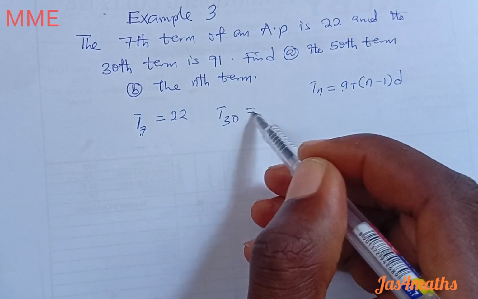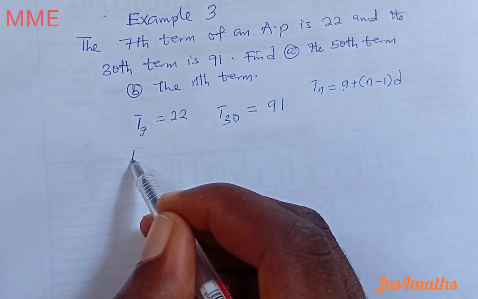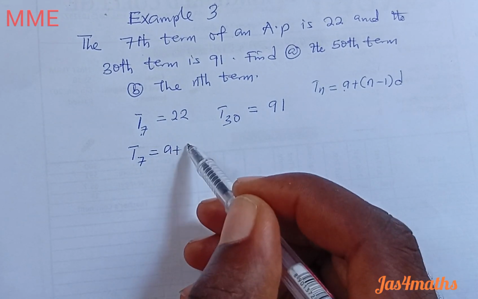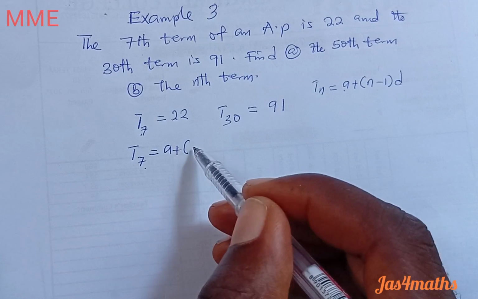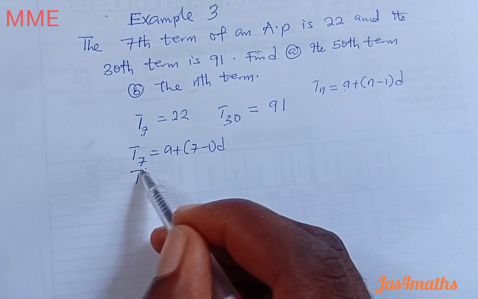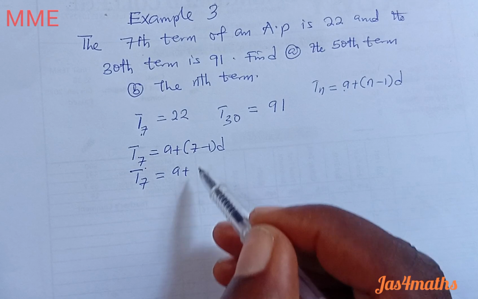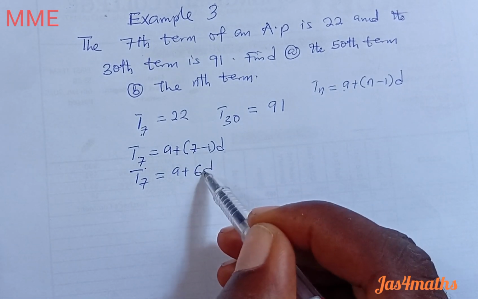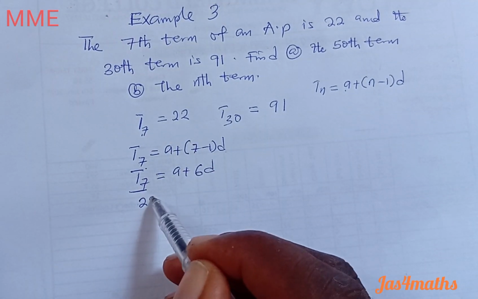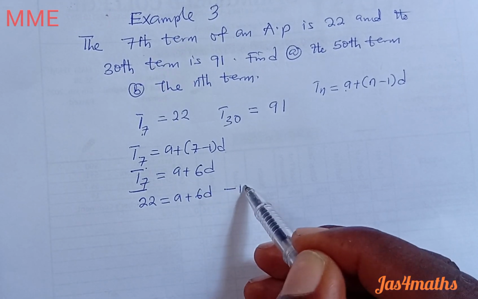T30 as 91. So the full expression of T7 is T7 is equal to A plus, instead of writing n, it is 7 now, 7 minus 1 D. And this expression is written as T7 equals A plus 7 minus 1, 6, multiplied by D, 6D. And mind you that T7 is 22. So we have 22 is equal to A plus 6D. We call this equation 1.